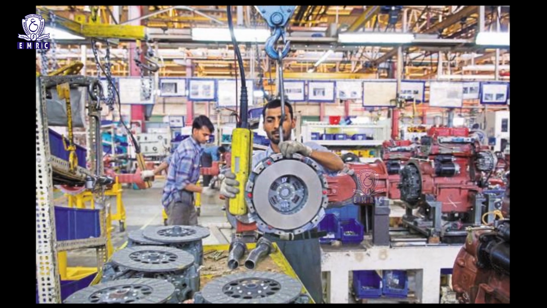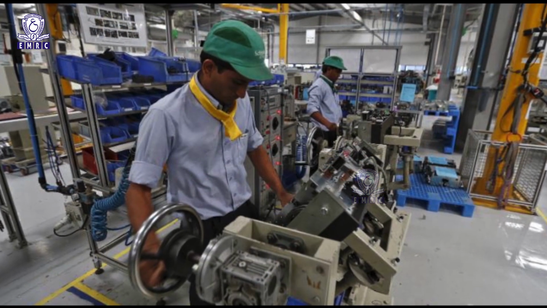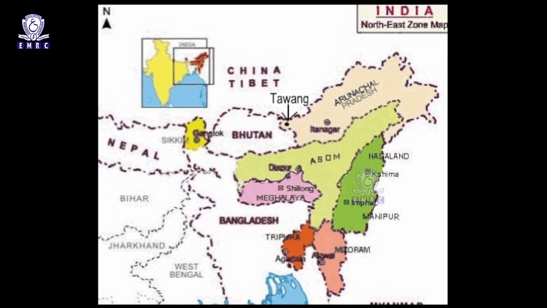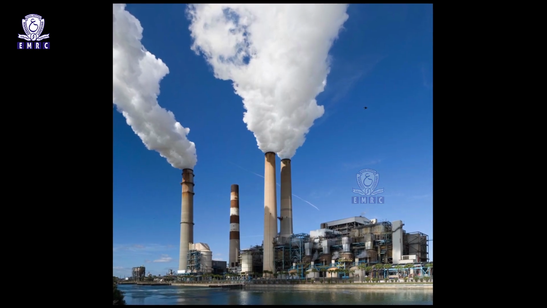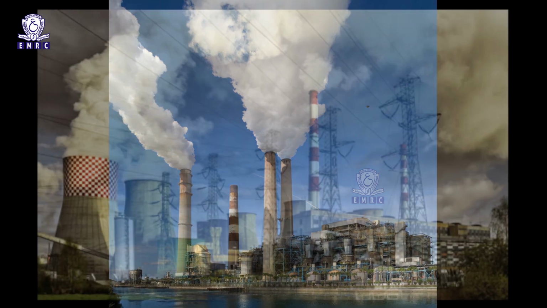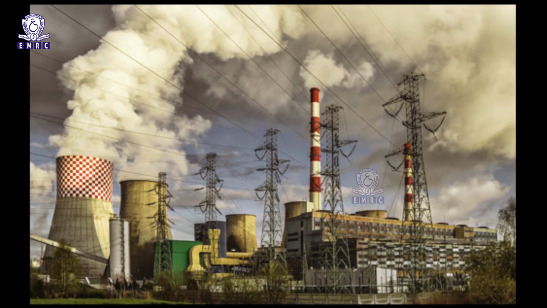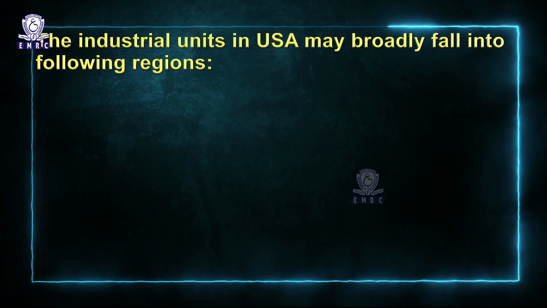The manufacturing activities are available almost in all states, though some regions have a wider concentration of industry, particularly in the northeastern states. It is, however, very difficult to delineate the boundaries of different industrial regions because most of the regions are geographically inseparable. The industrial units in USA may broadly fall into a few regions.